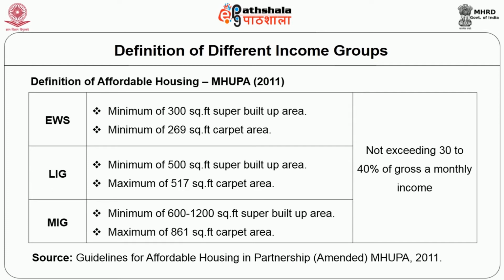Based on that, the EWS group has a minimum of 300 square feet super built up area and a minimum of 269 square feet carpet area. For LIG groups, a minimum of 500 square feet super built up area and a maximum of 517 square feet carpet area. And MIG households have a minimum of 600 to 1200 square feet super built up area and a maximum of 861 square feet carpet area. So this is the source given below.